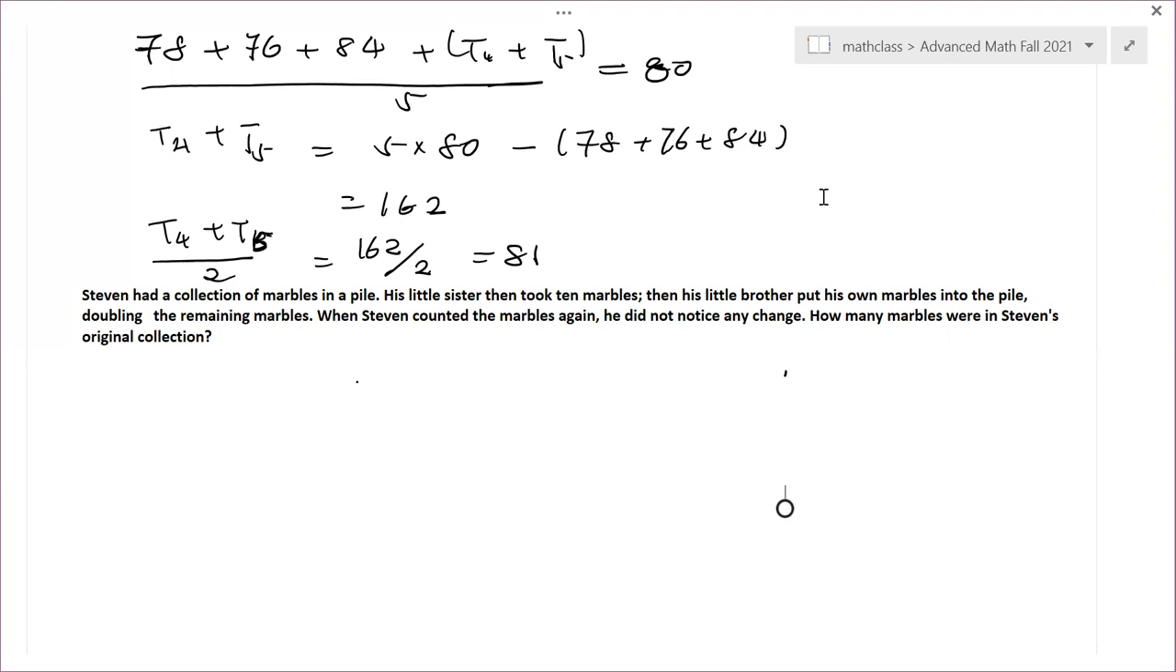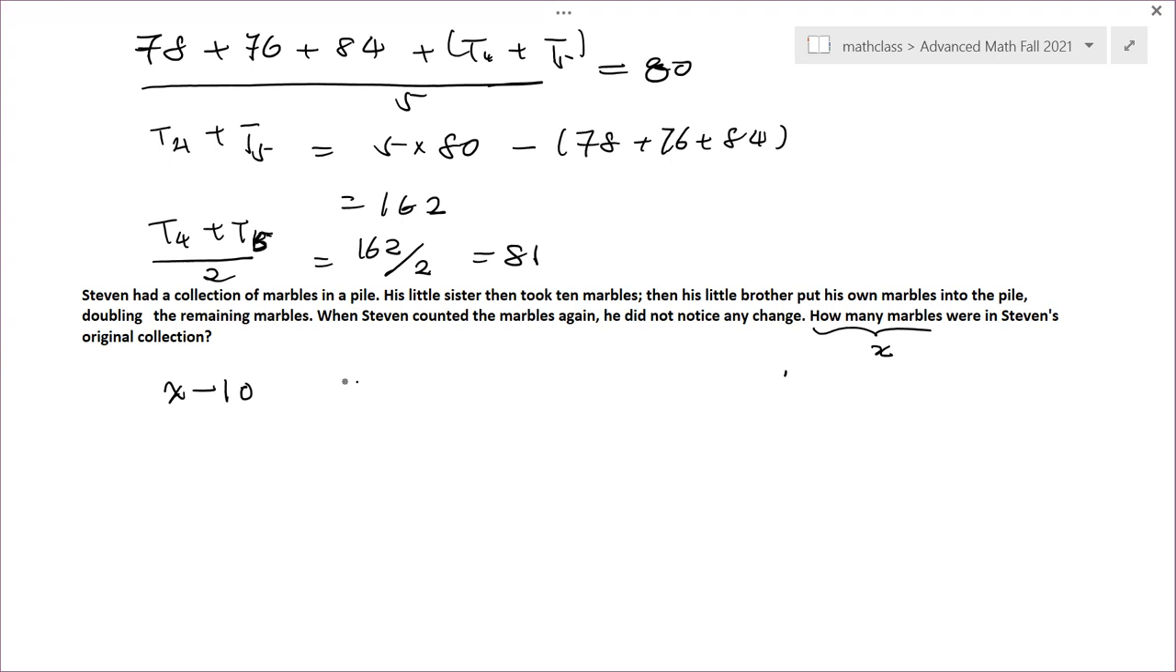Okay, so name the variable. If it says how many, that's the question. Name the variable for the unknown in the question. So we can say X is how many marbles were in Stephen's original collection. So step one, X minus 10, after his sister took 10 marbles. This is the remaining amount of marbles.